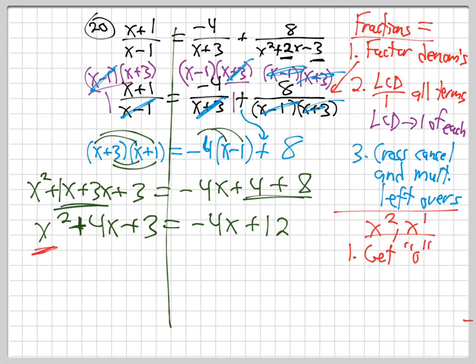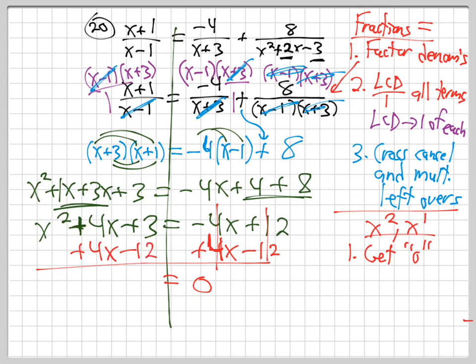Where's the x squared? The x squared's on the left, so where am I going to get 0? On the right. So I'm going to make this right side 0. How am I going to make that right side 0? Opposite and opposite. And those are gone, and it's 0. And whatever you do to one side, you've got to do the same thing to the other, right? So plus 4x and minus 12.